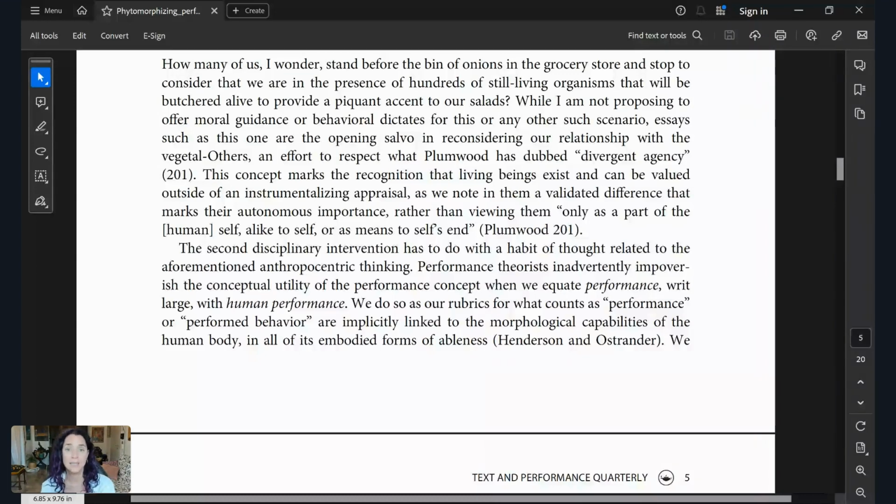I am going to read that sentence again because I want you to think about it, and it's not that easy to think about. How many of us, I wonder, stand before the bin of onions in the grocery store and stop to consider that we are in the presence of hundreds of still living organisms that will be butchered alive to provide a piquant accent to our salad.